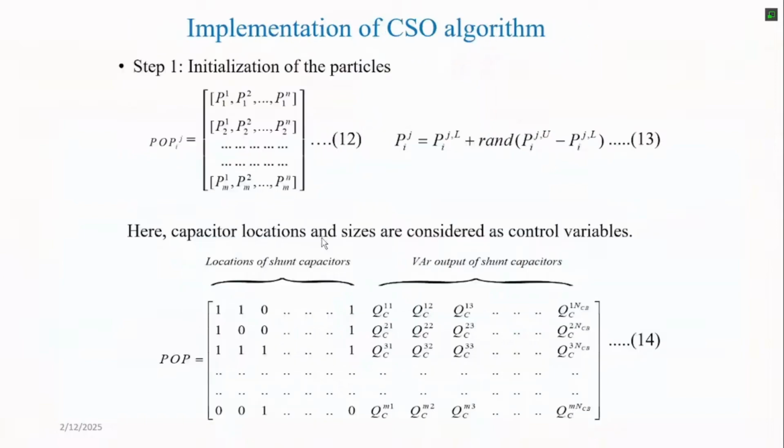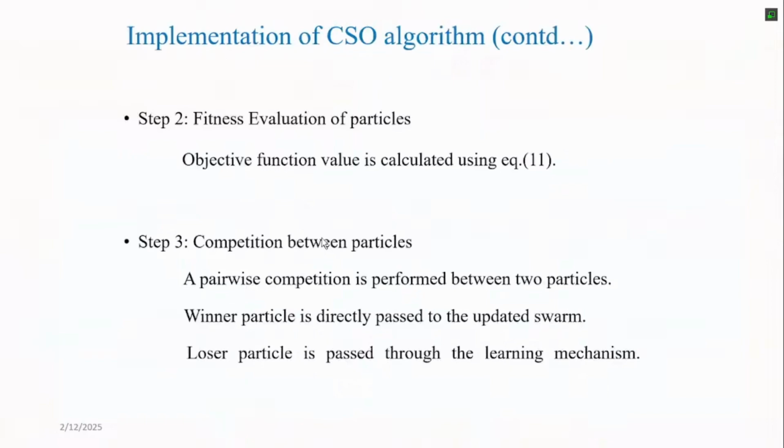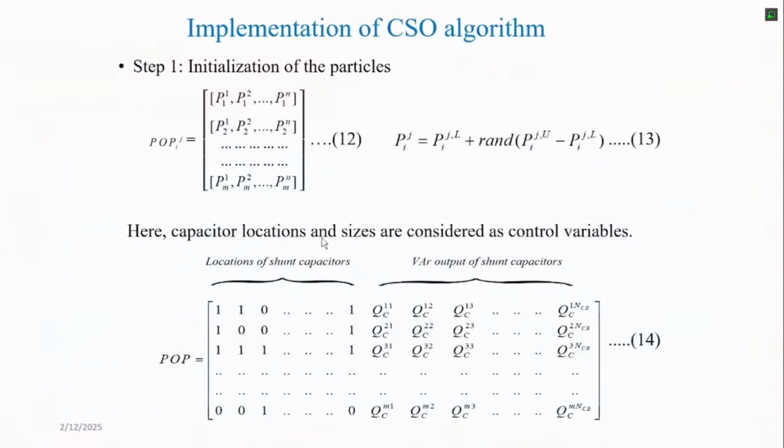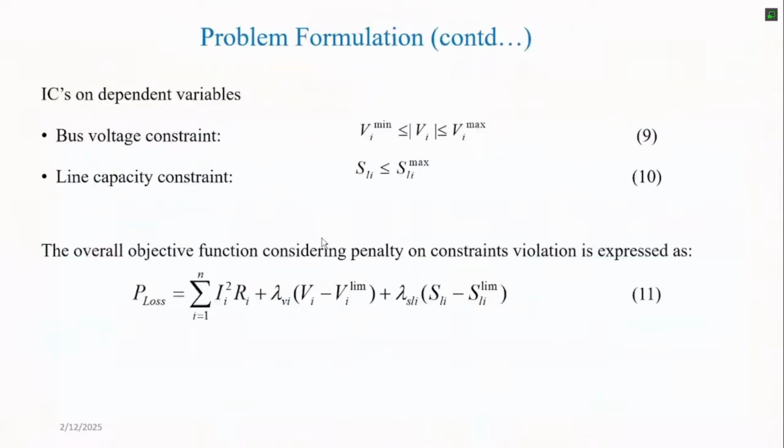Thereafter, based on the population we obtained, we are supposed to calculate the fitness function. How will we calculate the fitness function? Here we will put in a certain value, maybe 400, 600, whatever the value. We will put this value in, and then based on it we will calculate whatever power loss comes out.